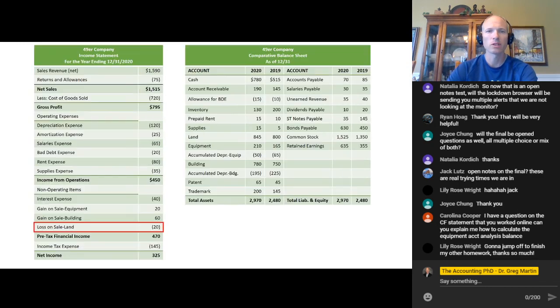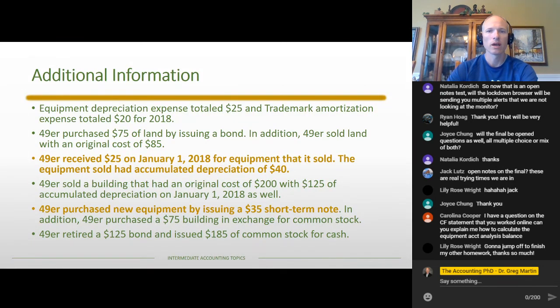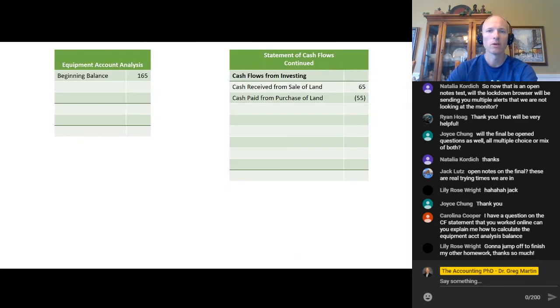All right, so that was the land. Let me go back to the equipment. Of course we have all this additional information that relates to the equipment, and we're just going to walk through it again from scratch. You start with the beginning balance in the equipment account, which comes from the balance sheet.